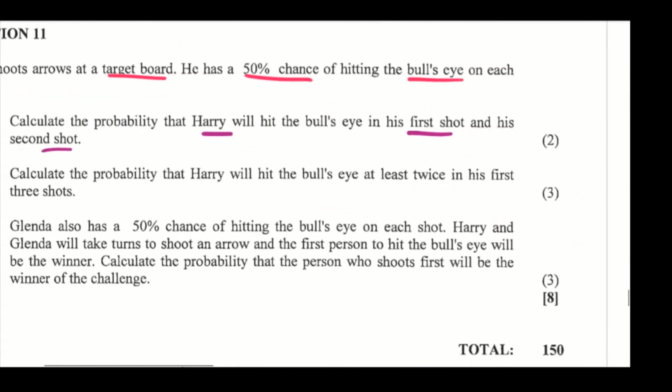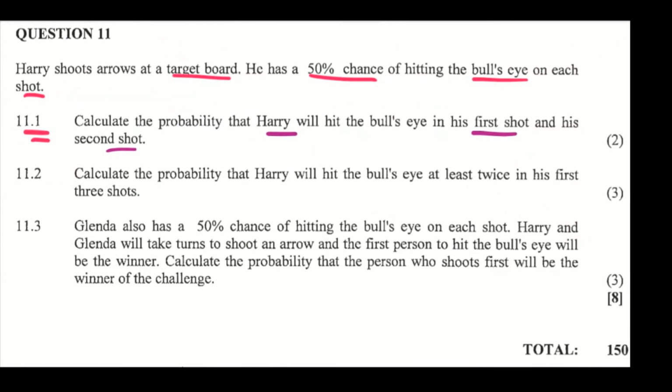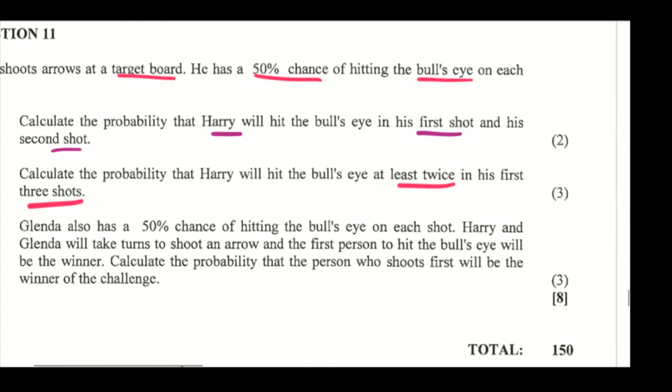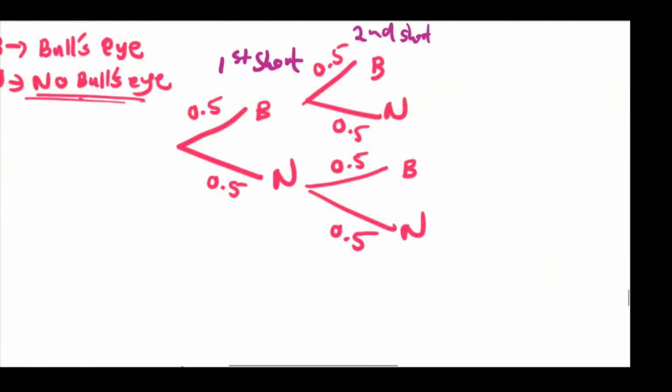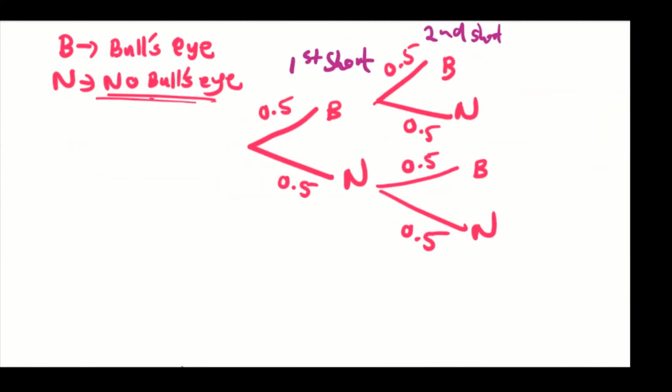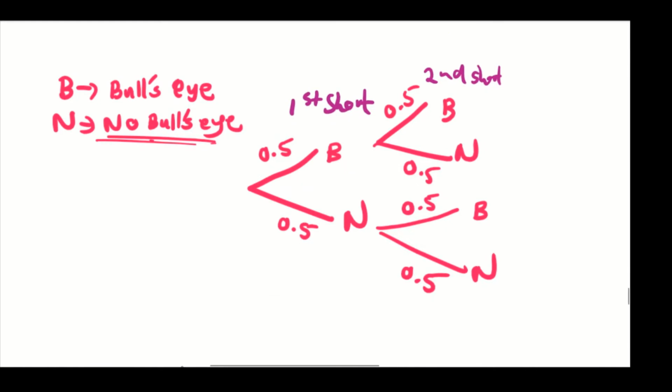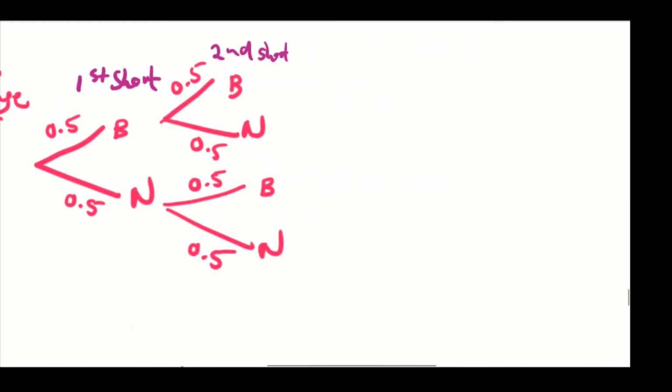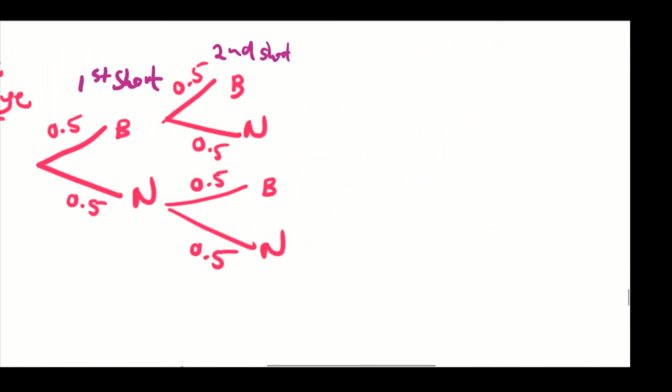11.2: calculate the probability that Harry will hit the bull's eye at least twice in the first 3 shots. At least twice means twice and 3 times, up to the maximum number of shots, right? They said in his first 3 shots, which means we need to include another shot.